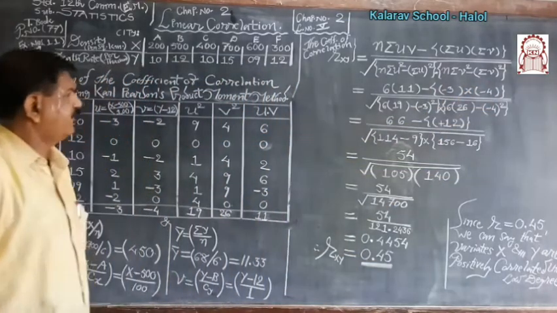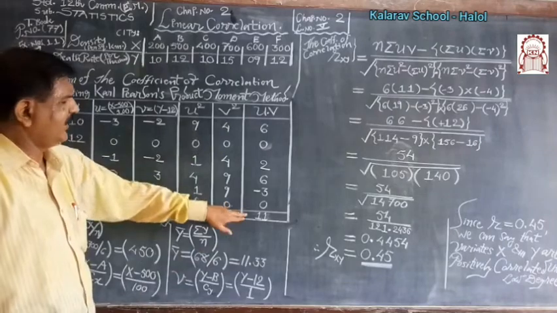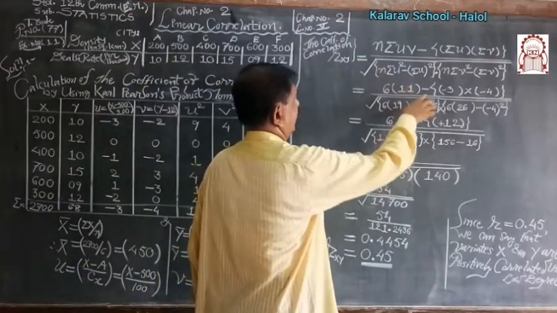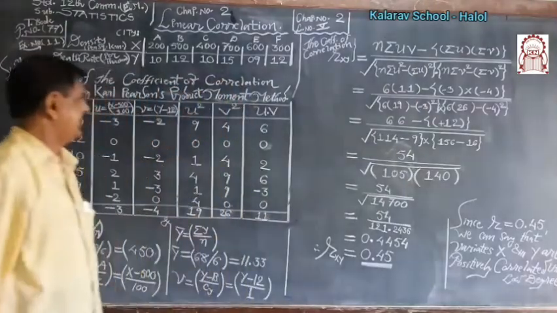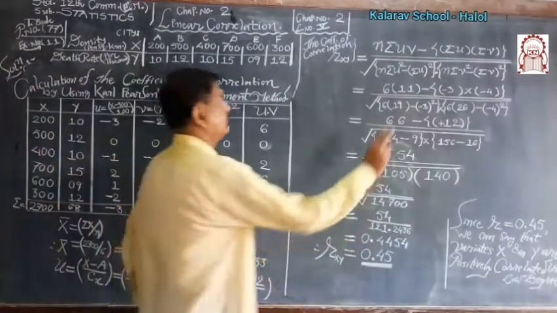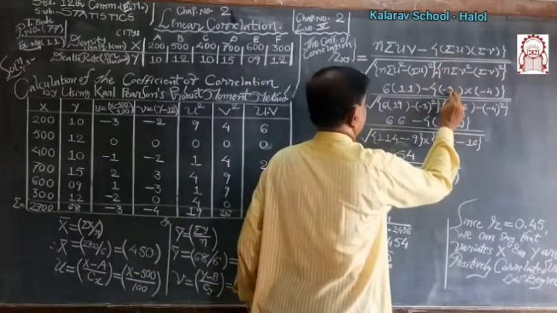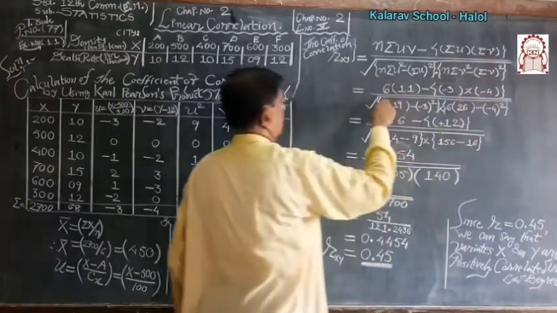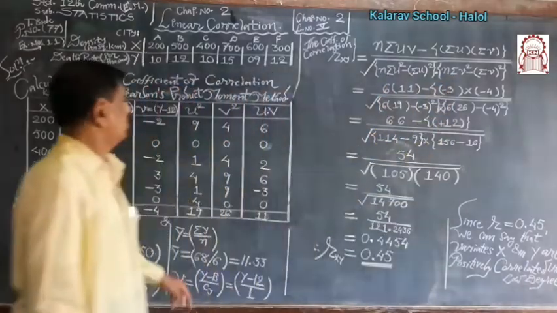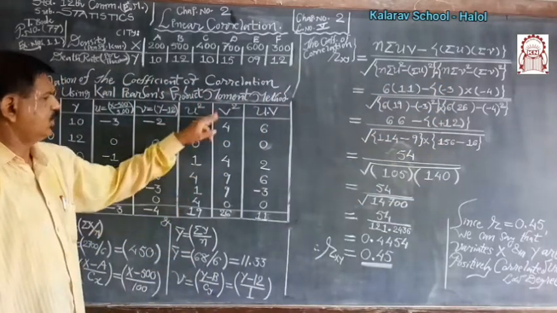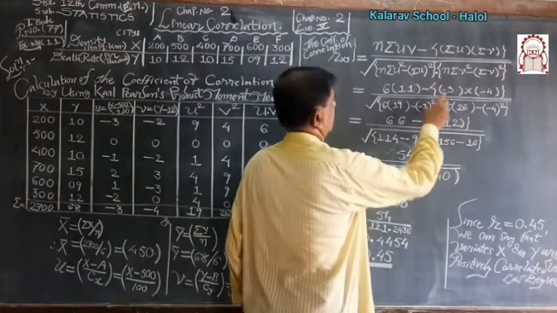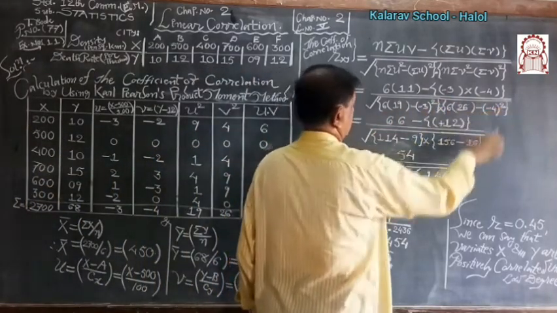Now substitute the values. Total of uv is 11, n means the number of pairs, which is 6, into 11 minus sigma u sigma v. Total of u is minus 3 and total of v is minus 4. Upon the root of 6 times u square and v square totals. Total of u square is 19, total of v square is 26. Minus 3 whole square, minus 4 whole square.